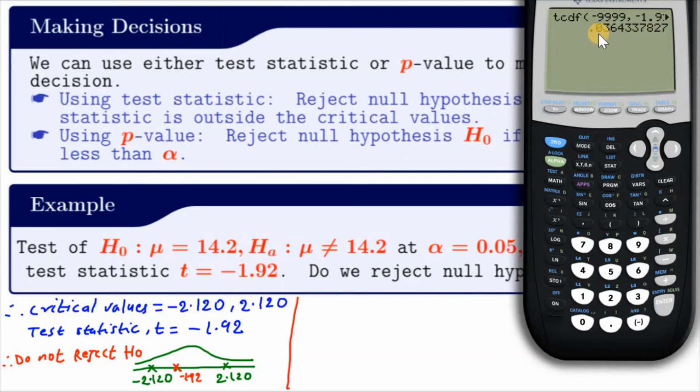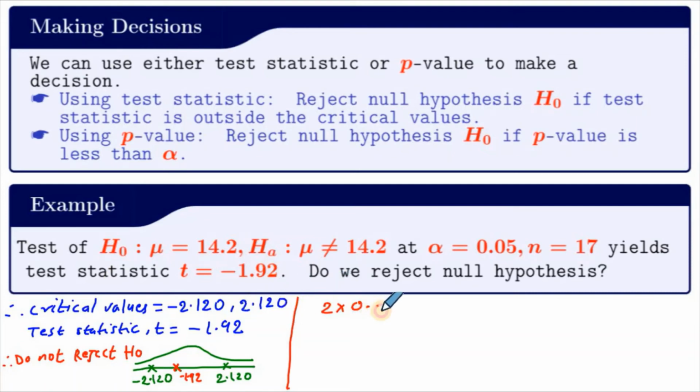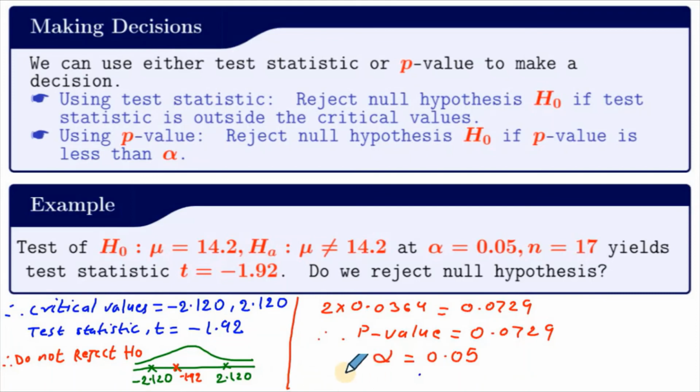So that gives us this number here. Therefore, the p-value is 2 times 0.0364, that is 0.0729. So now we have the p-value, which is 0.0729, and we know our alpha is 0.05. Since the p-value is greater than alpha, do not reject our null hypothesis. So do not reject null.